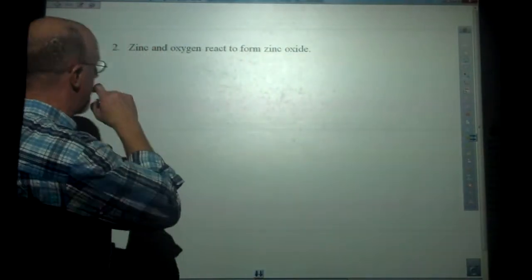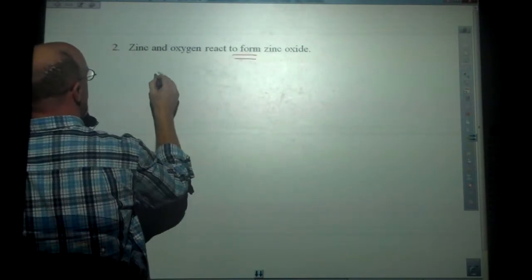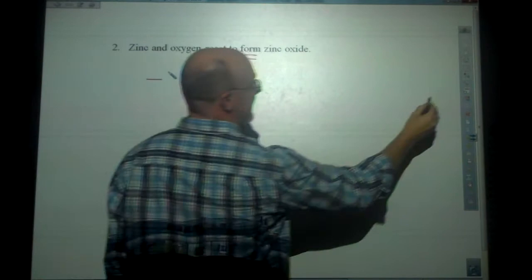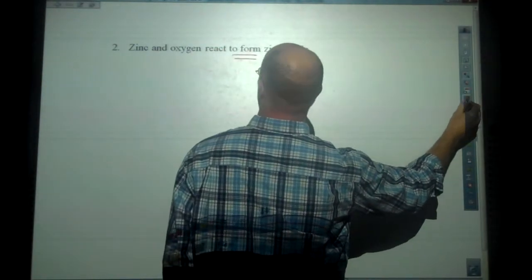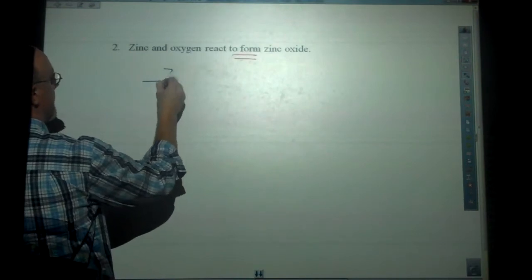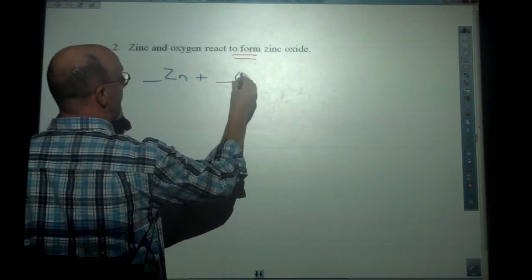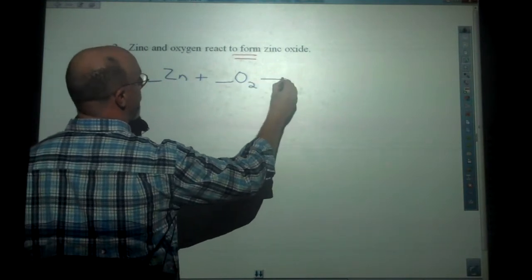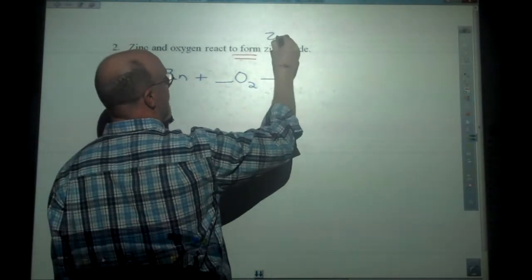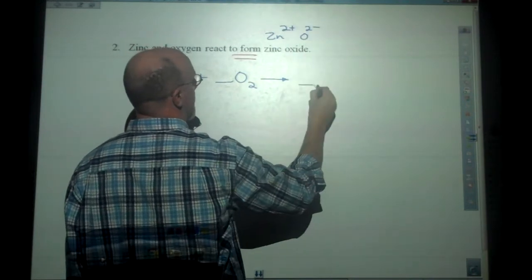Here's the next one. Zinc and oxygen react to form zinc oxide. So zinc, let me be consistent with my colors here. I'll do the reaction in blue. Zinc is not a diatomic, so it's just Zn, plus oxygen, that is diatomic, react to form zinc oxide. Zn is a 2 plus and O is a 2 minus, so ZnO.